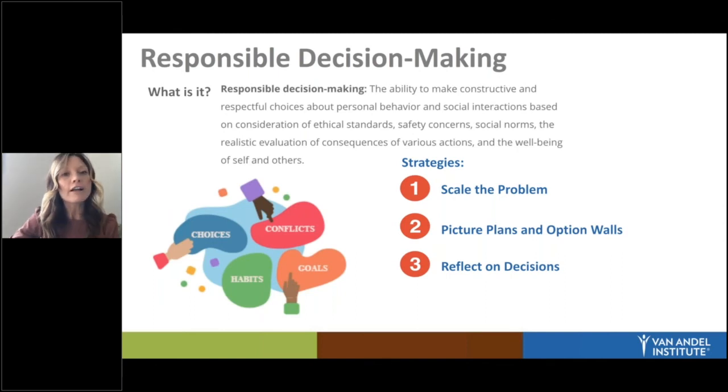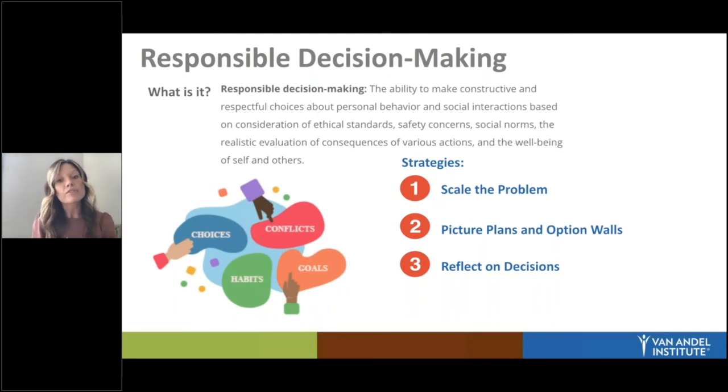The final competency we're going to talk about today is responsible decision making. So what is it? It's the ability to make constructive and respectful choices about personal behavior and social interactions based on consideration of the ethical standards, the safety concerns, social norms, and realistic evaluation of consequences of various actions. So basically, how they manage themselves and make that decision afterwards, thinking about the well-being of others in those situations.